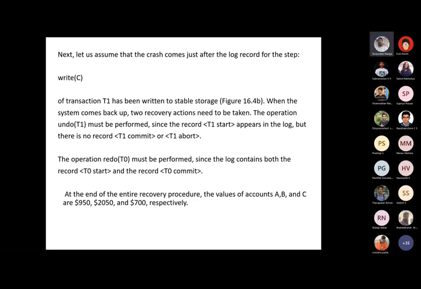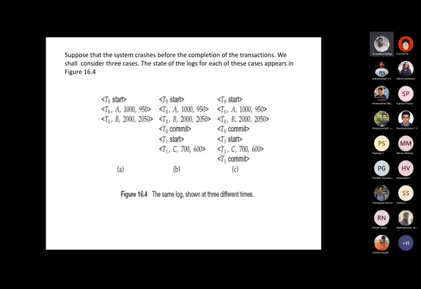So at the end of this log-based recovery procedure, the values of accounts A, B, and C will be $950, $2,050, and $700 respectively, right? So we have carried out the undo T1 operation since the record T1 start is there, but there is no corresponding T1 commit or T1 abort. We are expected to perform undo of T1, which means that we are going to restore the value of the data item C to its old value.